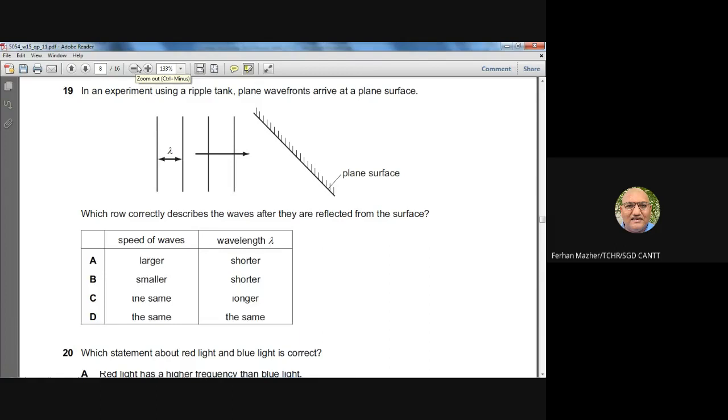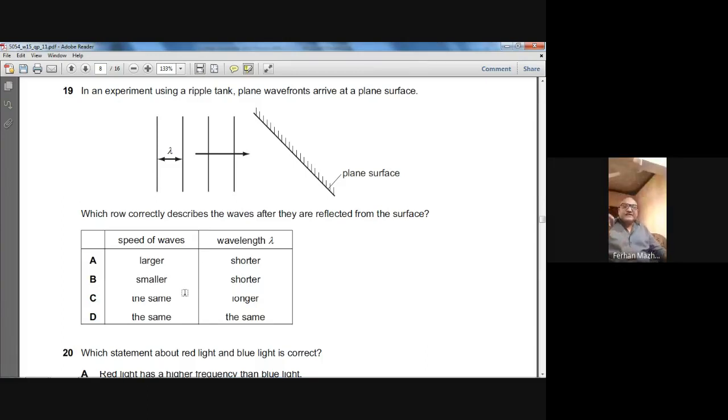So the speed of the wave will remain the same, the wavelength will remain the same, and the frequency will remain the same. Only the direction of the wavefronts will change. So, which row correctly describes the waves after they are reflected from the surface? The speed should be the same and the wavelength should also be the same. So I think D is the best option, sir. Question number 19, D is the best option. The marking scheme also says D. I hope you have understood.